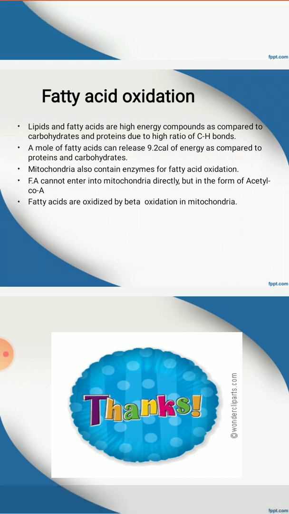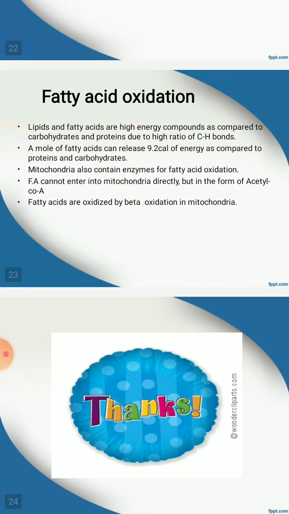Fatty acids cannot enter into mitochondria directly, but in the form of acetyl coenzyme A. Fatty acids are oxidized by beta oxidation in mitochondria.